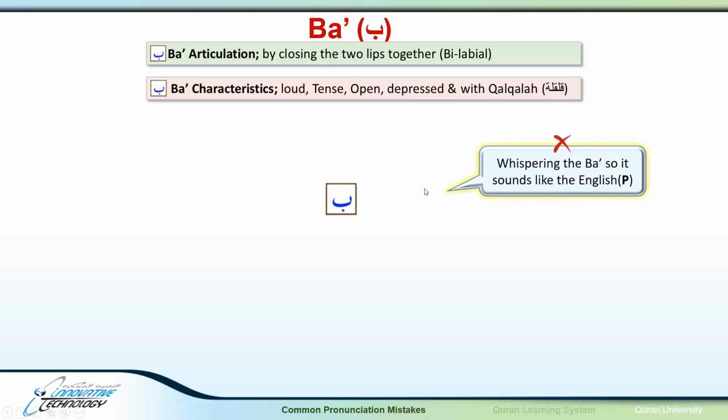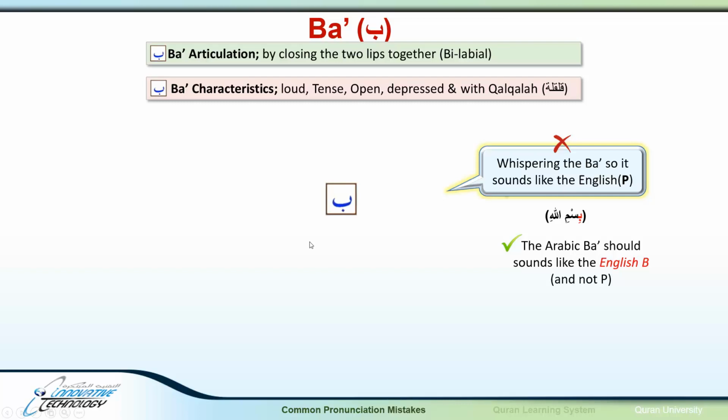The first mistake of the ba is whispering it so it sounds like an English P. Example: Bismillah, Bismillah. This is wrong. It should be like this: Bismillah. So the proper way is to pronounce the Arabic ba like the English B and not the P.